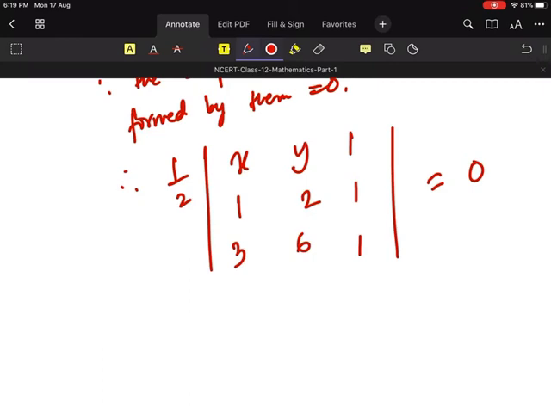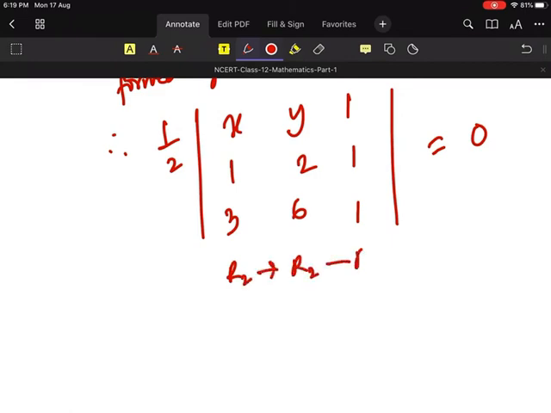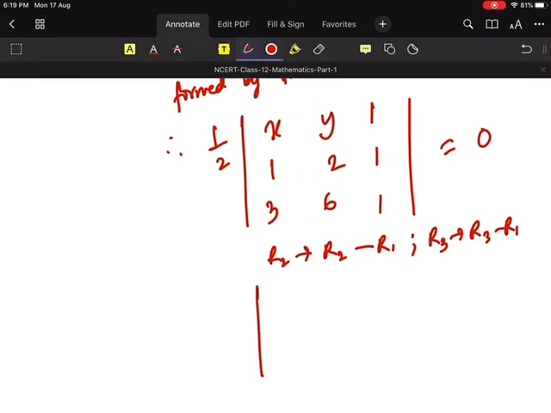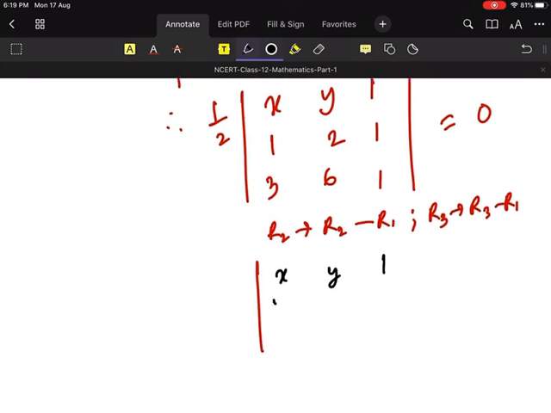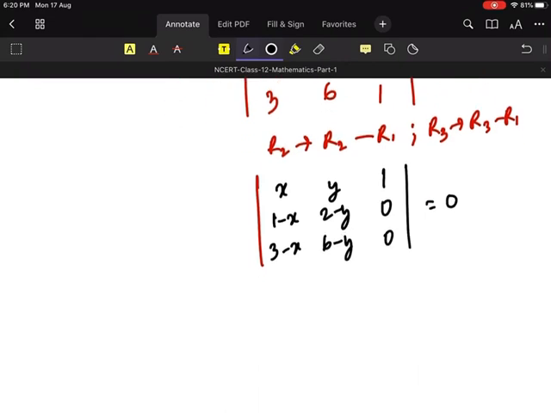So this will give our equation. Half into this thing, half goes away. Now here, again the same operation we'll do. R2 implies R2 minus R1, and R3 implies R3 minus R1. Let's see what we get. x, y, 1. Then 1 minus x, 2 minus y, 1 minus 1 is 0, right? Yes, sir. Now 3 minus x, 6 minus y, and 1 minus 1 is 0. So let us expand this one first. If I expand along column 2, I get 1 minus x into 6 minus y, minus 2 minus y into 3 minus x equal to 0. Okay?